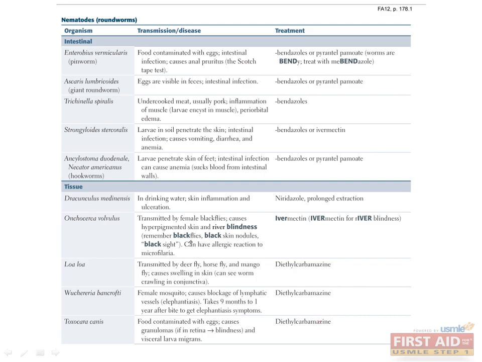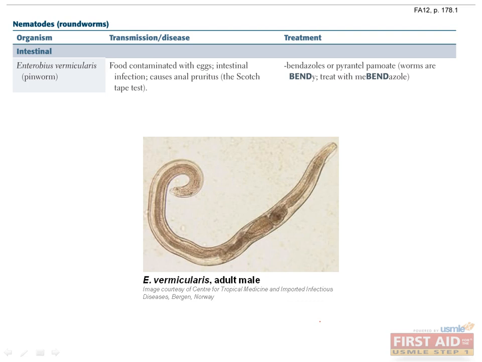Let's start with the nematodes, which we've broken down into those that cause intestinal infections and those causing tissue infections. Enterobius vermicularis, or pinworm, is a small nematode, about 1 centimeter long. Enterobius infection is the most common helminth infection in the U.S., which means it is one of the most important ones for you to remember.